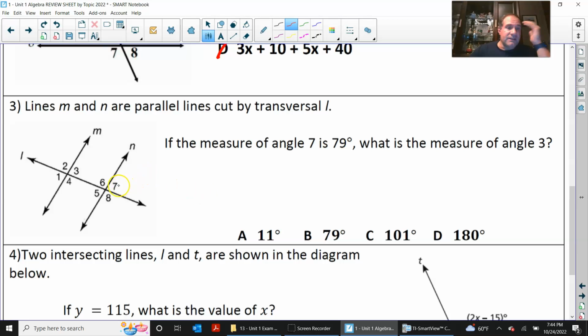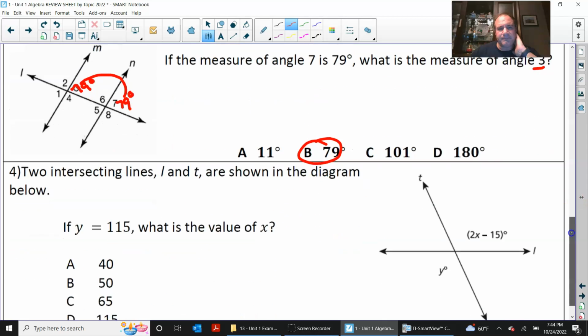Measure of angle 7 is 79. I'm going to put that directly in. What's the measure of angle 3? Well, if you take a look, these are corresponding angles. They are both the same. Measure of angle 3 is 79 degrees.